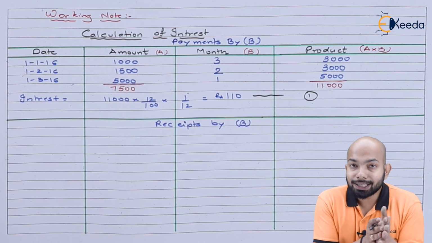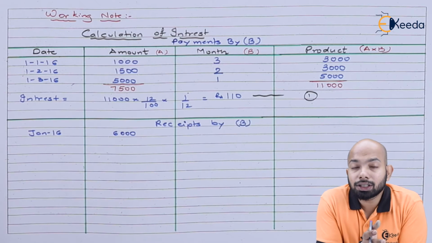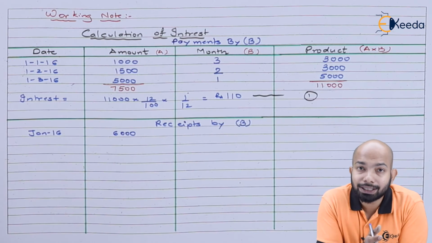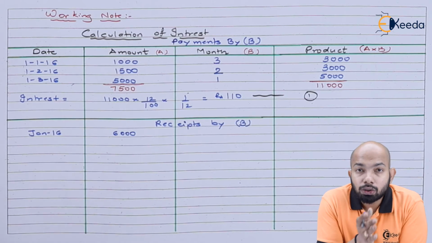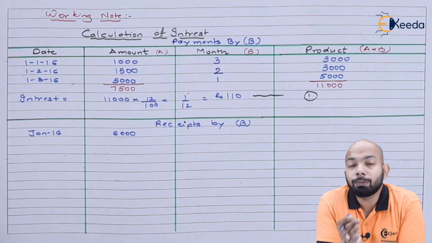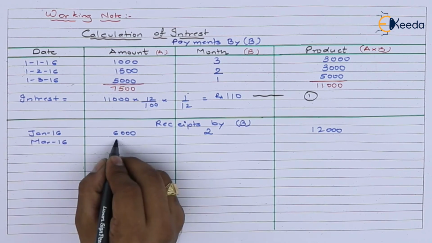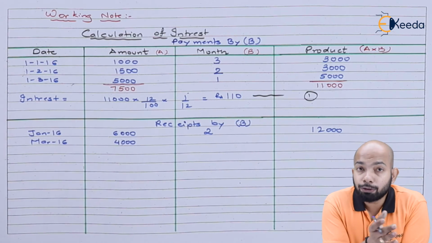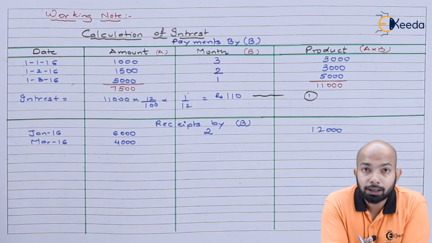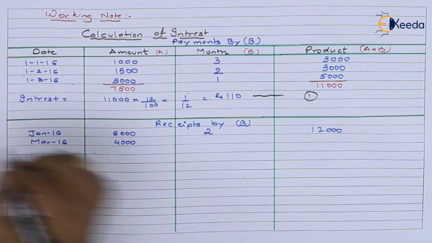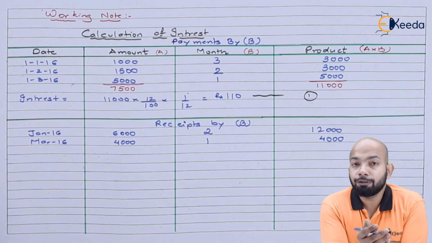Now we have to calculate the receipts by B. Now in the month of Jan, there was a sale receipt of 6,000. It has been done on 31st of Jan. So 6,000 will be calculated for Feb and March, 2 months. Now on 1st of March 2016, a 4,000 sale happened and that was done by B. So that means 1 month interest here. So the product there will be 4,000.